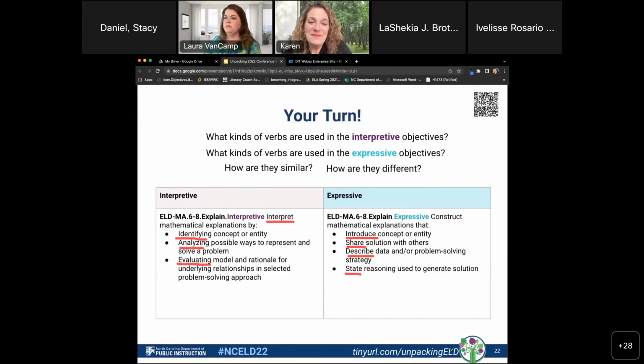Thank you. And then how are they alike, how are they similar, and how are they different? I think some of you have pointed that out, that it is like a cycle. You're receiving and you're expressing. So you've got that back and forth for these standards.